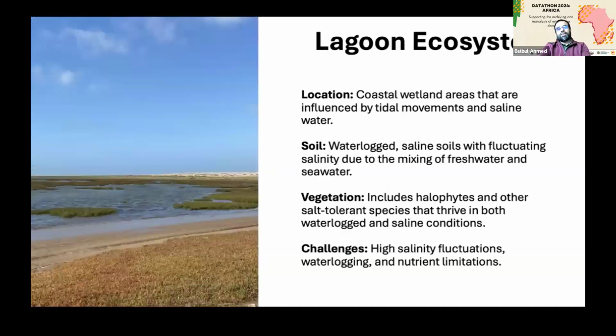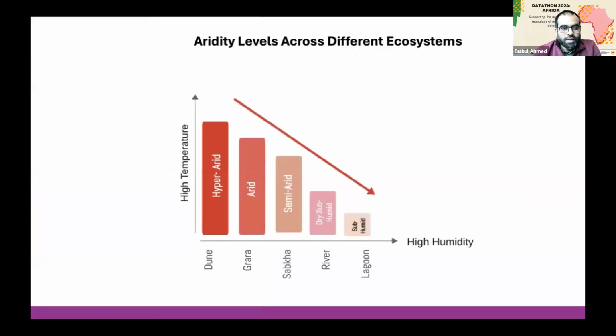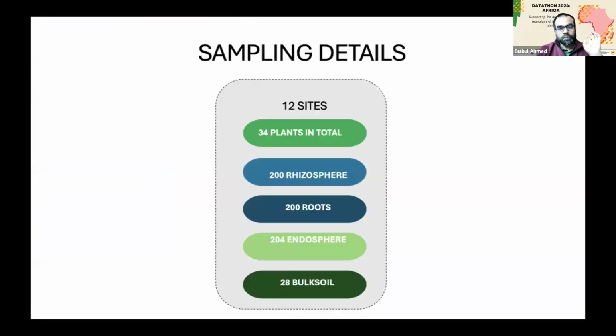And the last ecosystem we sampled was coastal lagoons. So these are mostly wetland areas, waterlogged, saline, with frequently fluctuating salinity water. And it is very humid. Just to get an overall picture from high temperature and humidity, you can see here dunes are very dry and low humid compared to the lagoon. And that's why I said that they're really diverse in terms of water salinity.